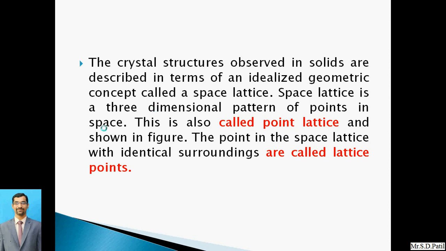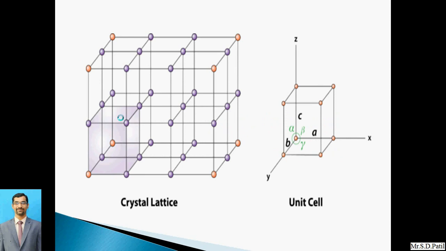In the next figure, I will explain that the points in the space lattice with identical surroundings are called lattice points. So when the points in the space lattice have identical surroundings, meaning every point has the same kind of surrounding, it is called a lattice point. Here you can imagine the three-dimensional structure in space. So it will be x, then y, and this will be z. Okay, so these are the three.